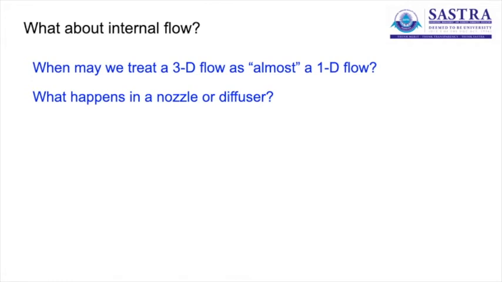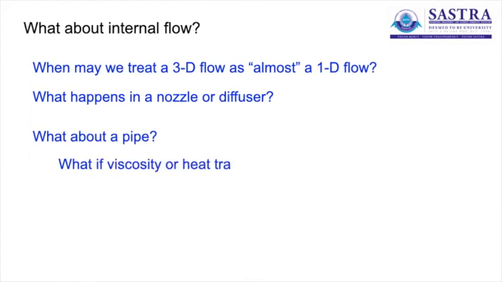What about for flow through a diffuser? And what if the internal flow is through a duct of constant cross section? Yes, surely we can treat that flow as one-dimensional, but what if viscosity became significant? What if heat transfer became significant? How do we account for those?